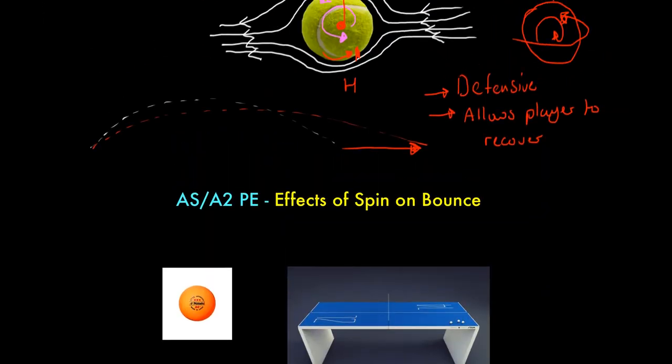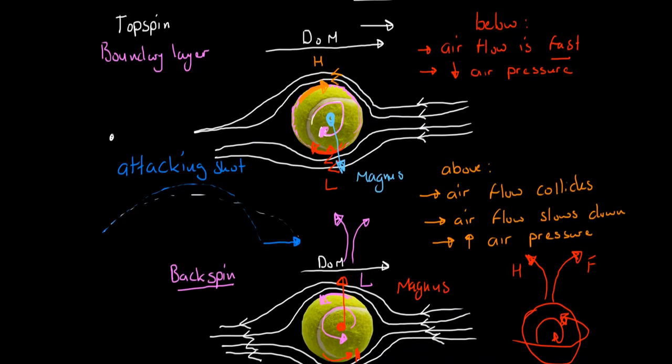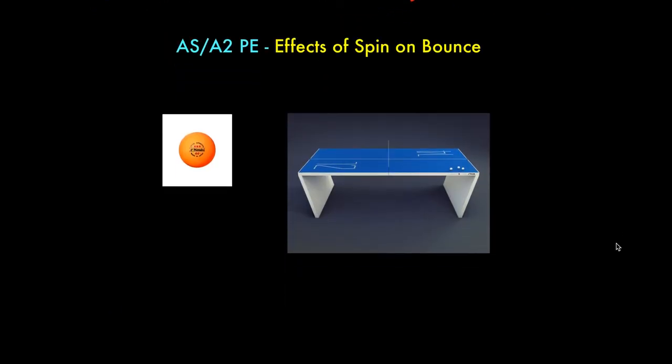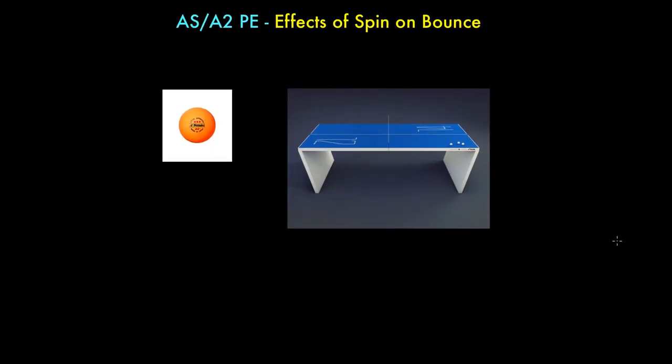We've previously, in our very last tutorial, looked at the effect of spin on a ball traveling through the air, and we looked at the concept of the Magnus force. Now, if you haven't studied that already, I would strongly recommend you go and do that before we cover what we're going to do in this tutorial, which is to look at the effect of a spinning ball on the bounce of that ball.